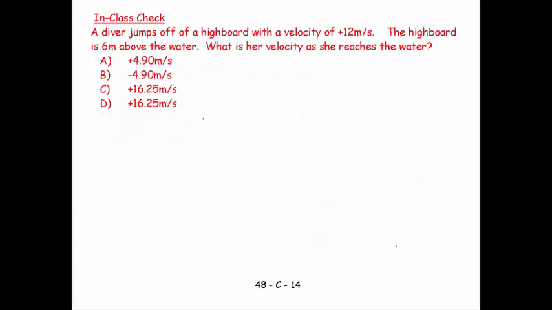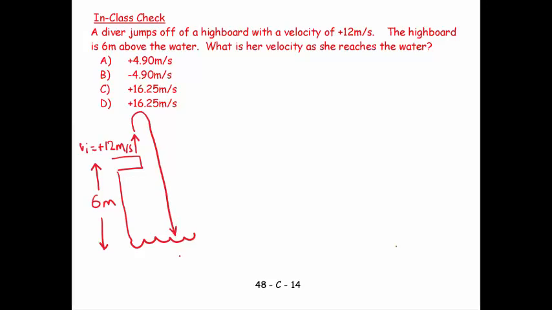A diver jumps off a high board with a velocity of plus 12 meters per second. Let's call this Vi. The high board is 6 meters above the water. What is her velocity as she reaches the water? So let's visualize the journey, and I'd like to know her velocity, there's V final, as she reaches the water. So let's say that this is the end of my journey and this is the start of my journey. And let's see what I know.